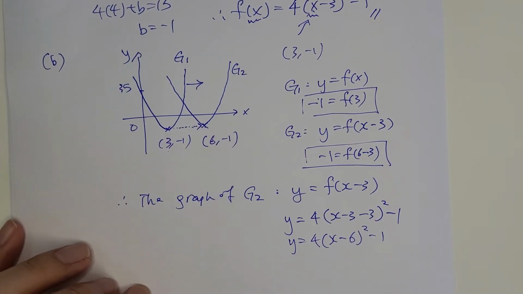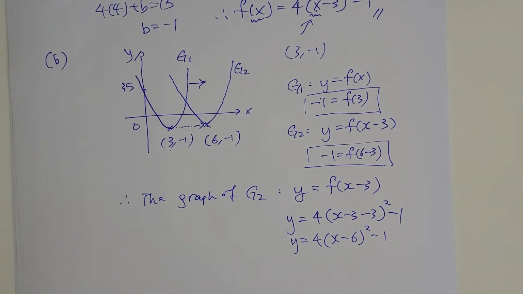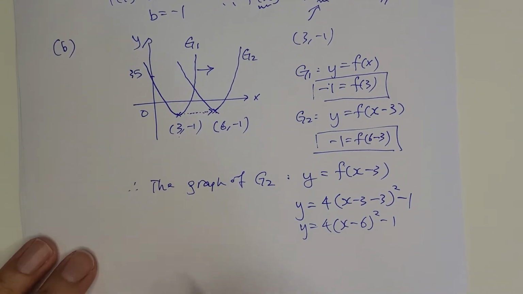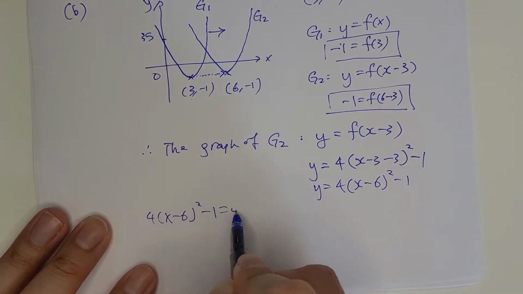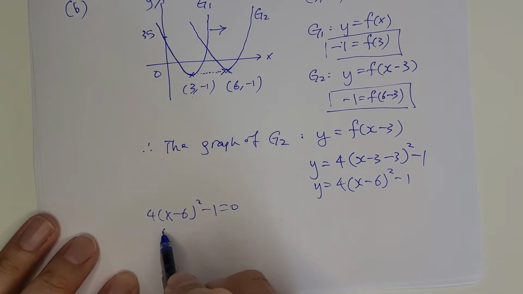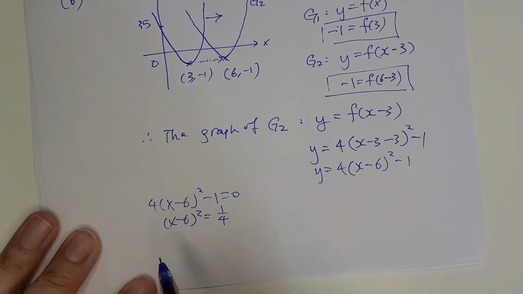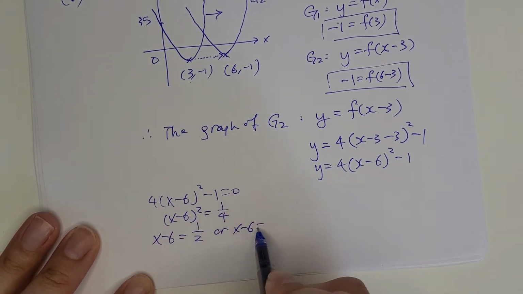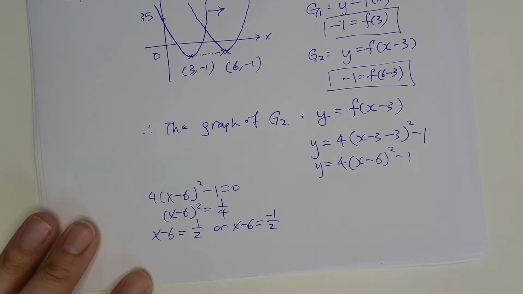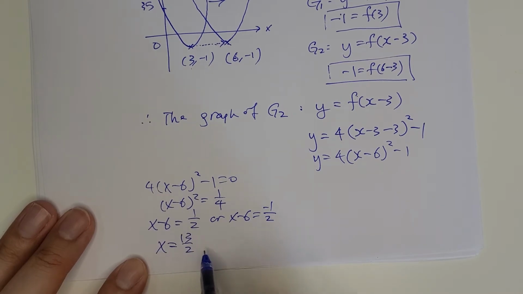Okay? So that's the way you find the graph of G2. So how do we find the x-intercept? You can put y equal to 0: 4(x minus 6)² minus 1 equals 0. (x minus 6)² equals 1 over 4. When you take the square root, x minus 6 equals 1 over 2, or x minus 6 equals -1 over 2, okay? So you can find x, that is 13 over 2, or x, that is 11 over 2.